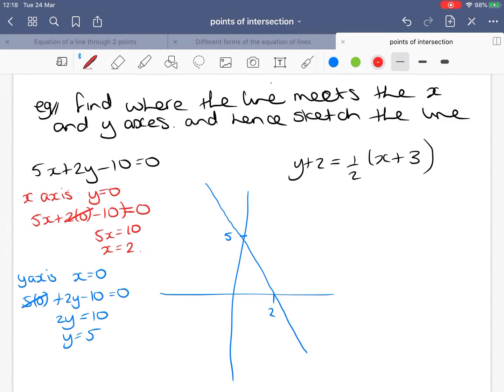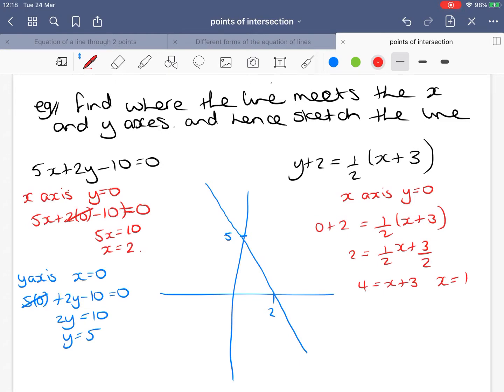So again, on the x-axis, y is 0. So 0 plus 2 is equal to a half of x plus 3. Right, you could expand this out first. So you've got a half of x plus 3 over 2. You could at this point times by 2 to get rid of the denominators. So 4 is equal to x plus 3. So that means x is equal to 1.